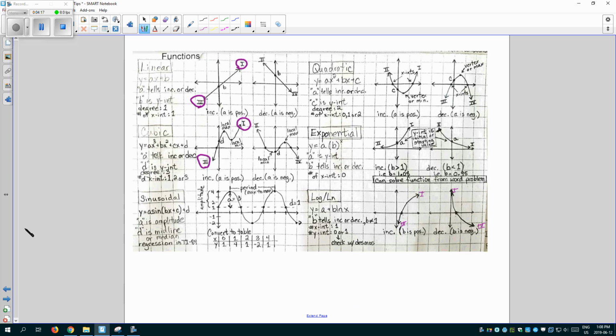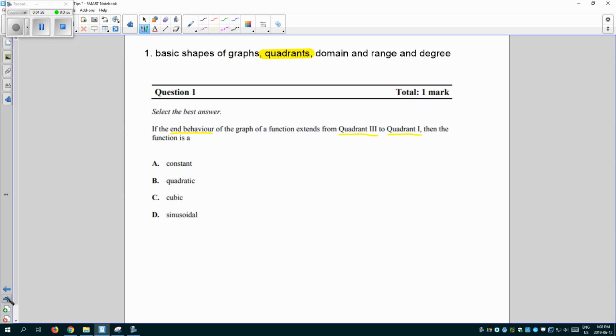So back to our question, we need more information because there are 2 functions that go 3 to 1. One is linear, one is cubic. Both of them are increasing. Do we have constant, quadratic, cubic, sinusoidal? Well, they didn't make it hard for us. They didn't put both linear and cubic. They only put the cubic one. So that is the answer that we should select, C. And it was pretty easy with our reference sheet and having the quadrants labeled on them.